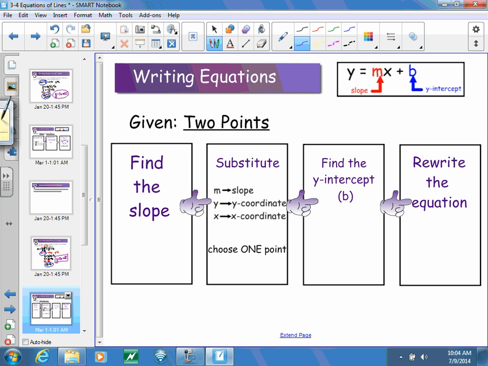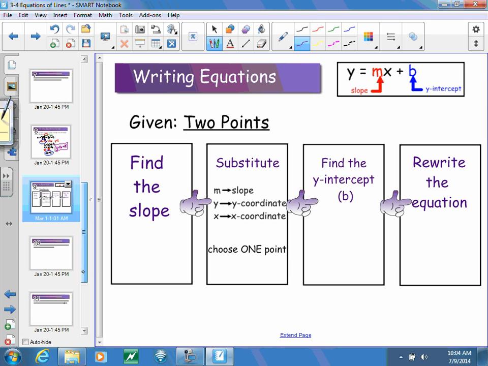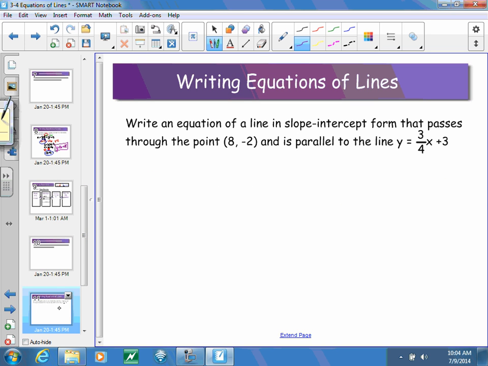So this all should be reviewed from Algebra 1, because I know we spent a lot of time doing this. So we'll get more practice with it now, and then you'll get more practice with it in Algebra 2 as well. So now we're going to twist things up a little bit and add in those parallel and perpendicular lines with it as well. So here it says write an equation of a line in slope-intercept form that passes through the point of 8, negative 2, and is parallel to the line of y equals 3/4 x plus 3.